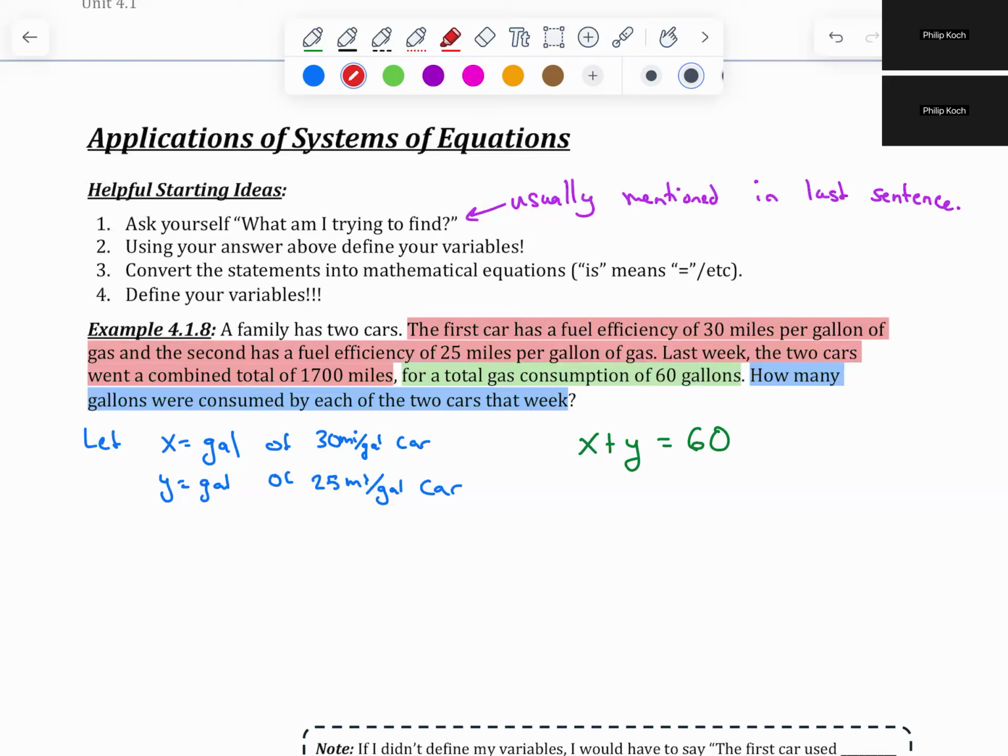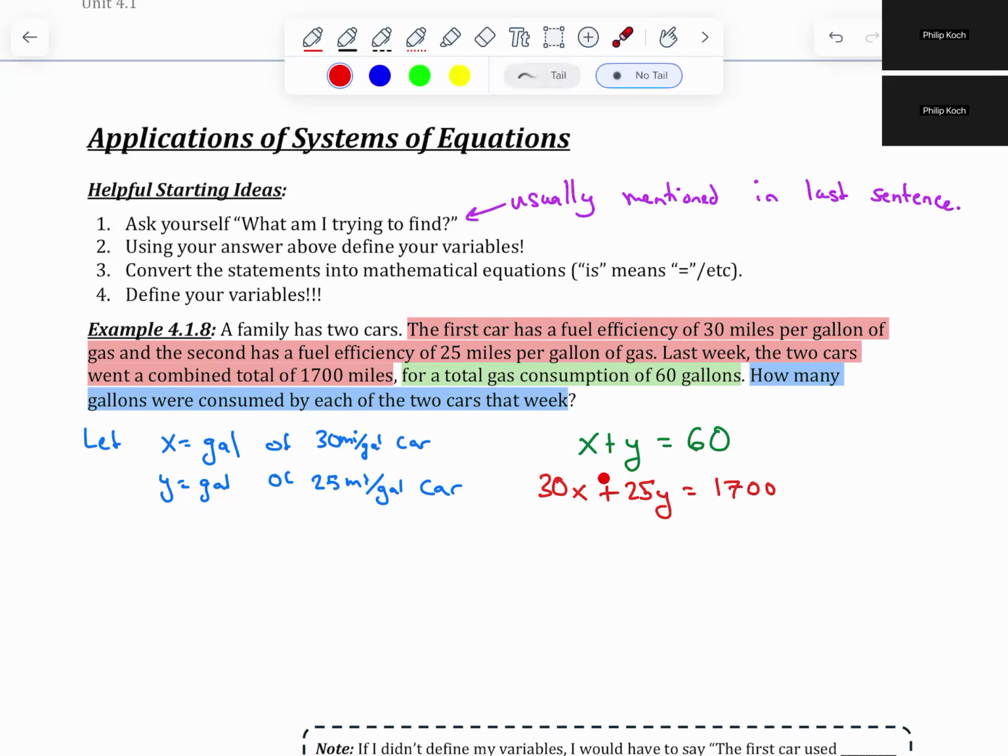We know that the first one has a fuel efficiency of 30 miles per gallon. So if I took its fuel efficiency and multiplied it by its number of gallons, I would get the total amount traveled by the first car. Similarly for the second car, right? If the first car used 10 gallons of gasoline, it would have traveled 300 miles. And that would mean the other one traveled 50. And then I could multiply it by its miles per gallon, and that would give me the total miles traveled by the second car. That is to say, if I take 30x plus 25y, I will get 1700.